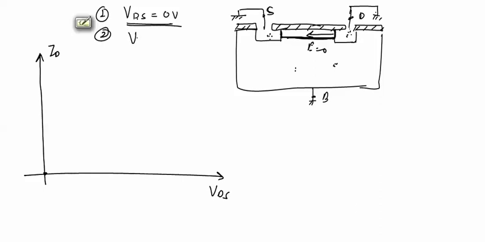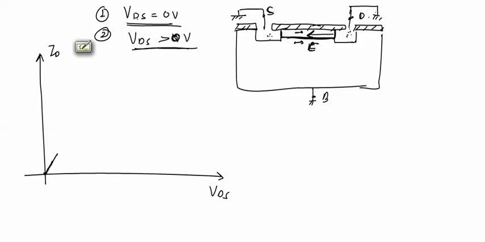Second case, now we will apply a positive VDS. VDS is greater than 0 volt. When VDS is greater than 0 volt, there will be an electric field in the channel. Due to this electric field, the electrons will start flowing from source to drain and will contribute to the drain current ID. For small values of VDS, the field will be small and the drain current ID will be small. With an increase in VDS, the drain current ID will increase.